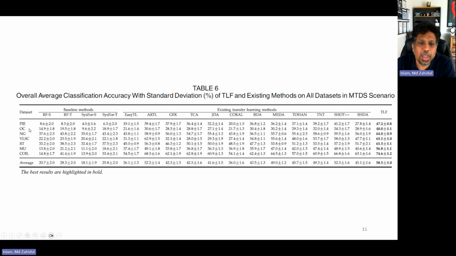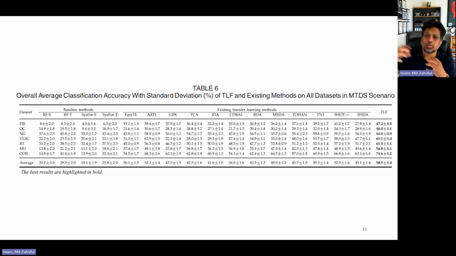And then we have also tested with all 12 existing techniques, and we can see that for TLF, the best results are highlighted in bold. For TLF, we have all the bolds there, meaning for all datasets, among all techniques, TLF performs the best. And we can see that, for example, for some datasets, I'm just taking one, the pi dataset, the baseline accuracy was 6.3% with plus minus 2 standard deviation. So 6.3% accuracy if we were creating a CS Forest from the target domain only.